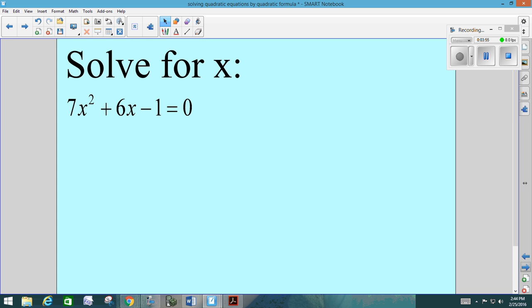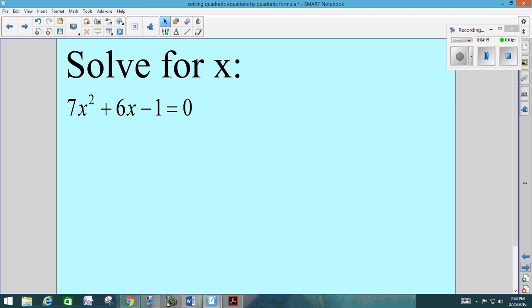So number 1, 7x squared plus 6x minus 1 equals 0. I said this yesterday. You have to make sure your quadratic equations are set equal to 0 to begin with. Yesterday's worksheet, they were all. Today's, they are not. So that's the first thing you want to check, is if it's equal to 0. And then you find your a, b, and c term.